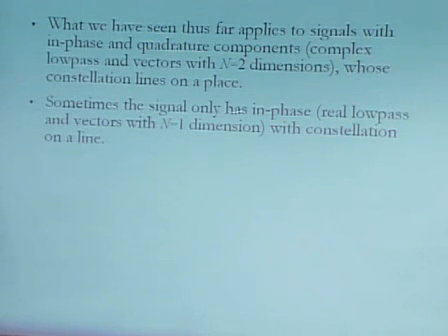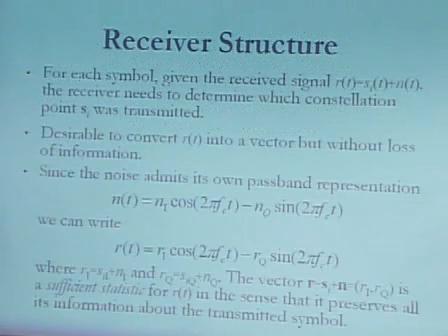Sometimes the signal may have only an in-phase component. As we know, this is suboptimal, because we're wasting a dimension that we're not using. But sometimes, for simplicity, people do that. In that case, the low-pass equivalent is real as opposed to complex, and the vector has just one dimension. So rather than being on a plane, the constellation lies on a line. All the points are on a line, and we'll see some modulations that are like that. They are suboptimal, but they are very easy. Okay, so that's the starting point for the derivations.